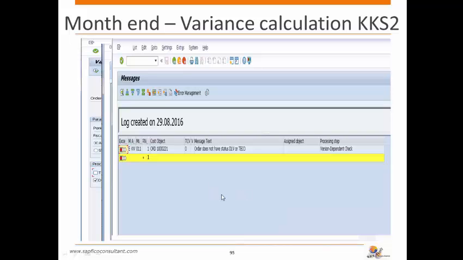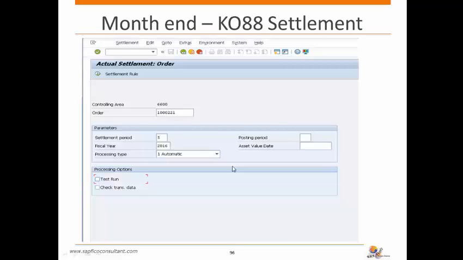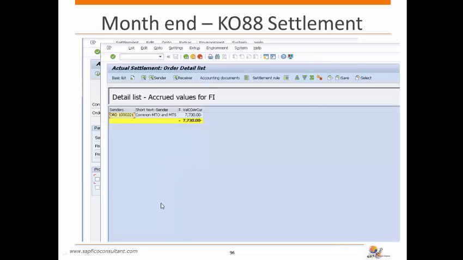So there is no variance calculation possible because there is a WIP calculated. Whenever WIP is calculated, there will be no variance. Whenever variance is calculated, there will be no WIP. Simple rule. Let's do a KO88 month-end settlement. So whatever is there on the order, here we do a KO88 settlement. We update the order, settlement period, and fiscal year, remove the test run, and click on the execute button.